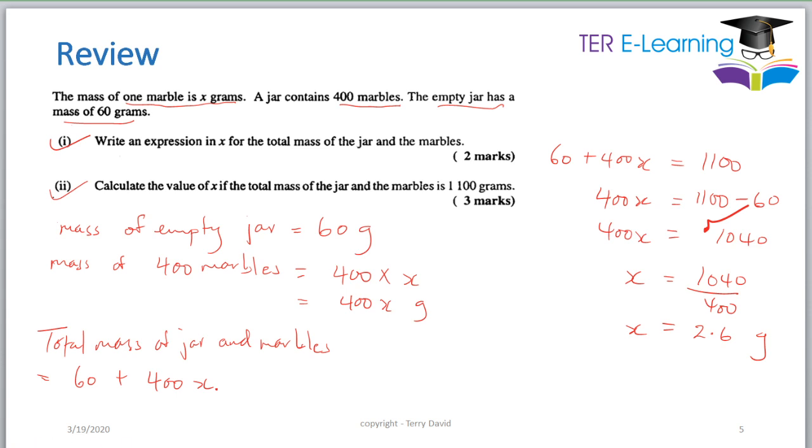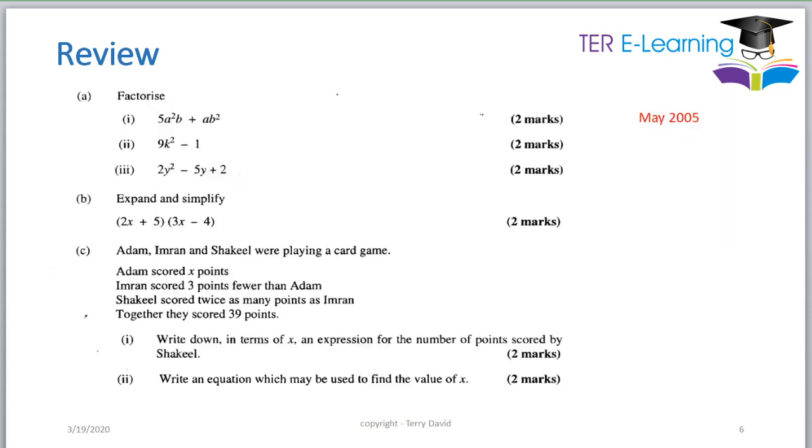So this whole class we're going to be moving through some past papers. It's a review on things that you should know. So we have the next paper here, which is May 2005, which I guess is not Guyana, but is the rest of the region. So let's start. The first part, we have to factorize. We have 3 of them to factorize. So let's look at the first one.